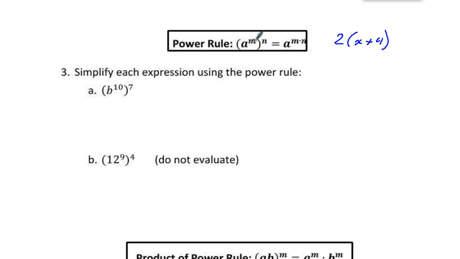The next property we look at, there's going to be another layer that can sometimes be confusing. So at this point, let's just understand the exponents are separated by the parentheses. We're going to multiply the exponents. So b to the 10th to the 7th will be b to the 70th.